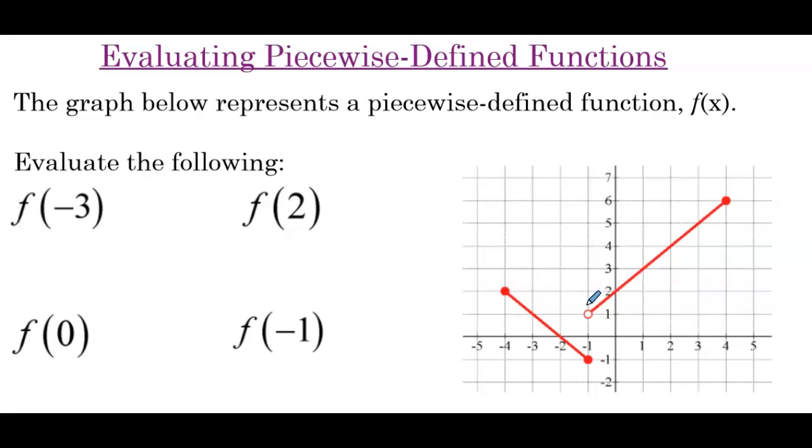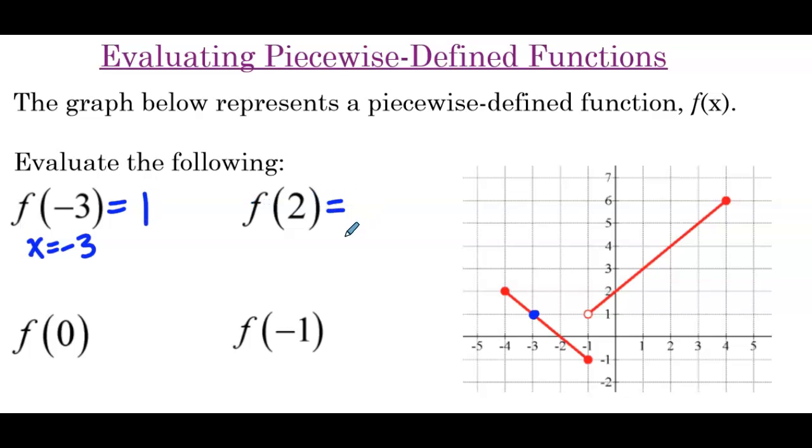So f of negative 3, we're looking for the output when the input is negative 3. That's the same as saying when x equals negative 3, what's the y coordinate? So we go to our graph, we go to negative 3, we go up to the function. The point is negative 3 comma 1. So if we input negative 3, the function's going to output positive 1.